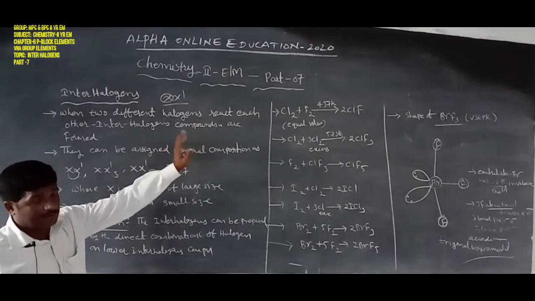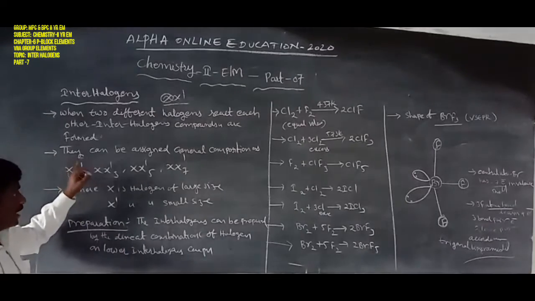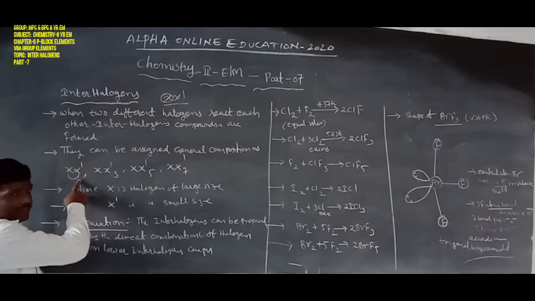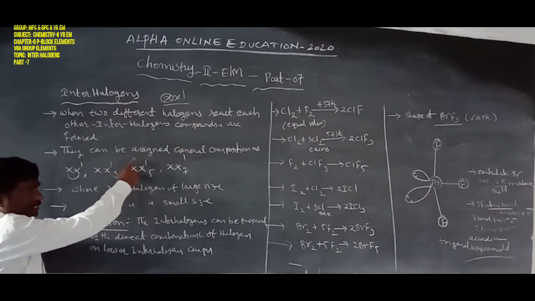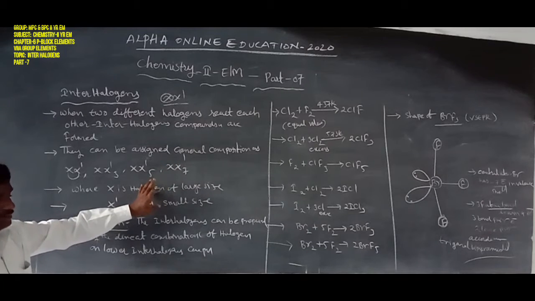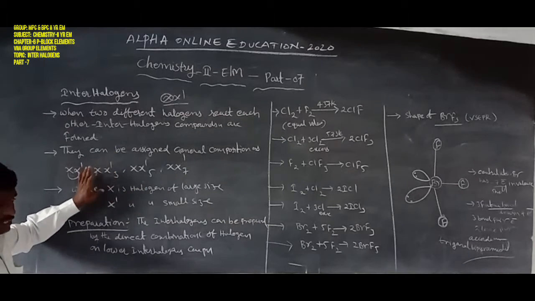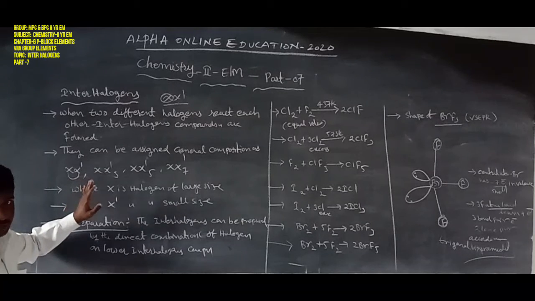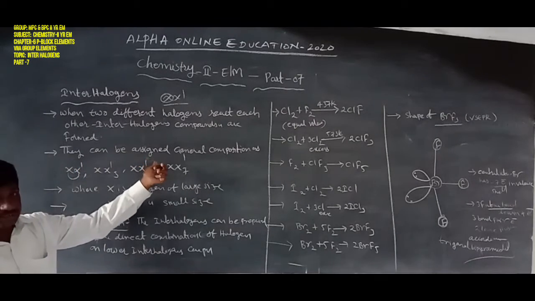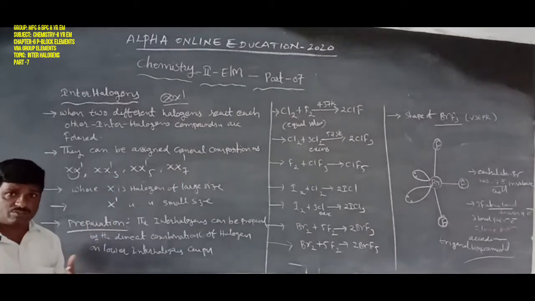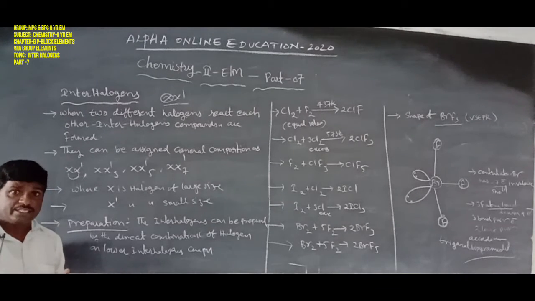The interhalogen compounds are formed. They can be assigned general compositions like this: XX dash, XX dash 3, XX dash 5, XX dash 7. Here two binary compounds react with each other to form the interhalogen compounds.